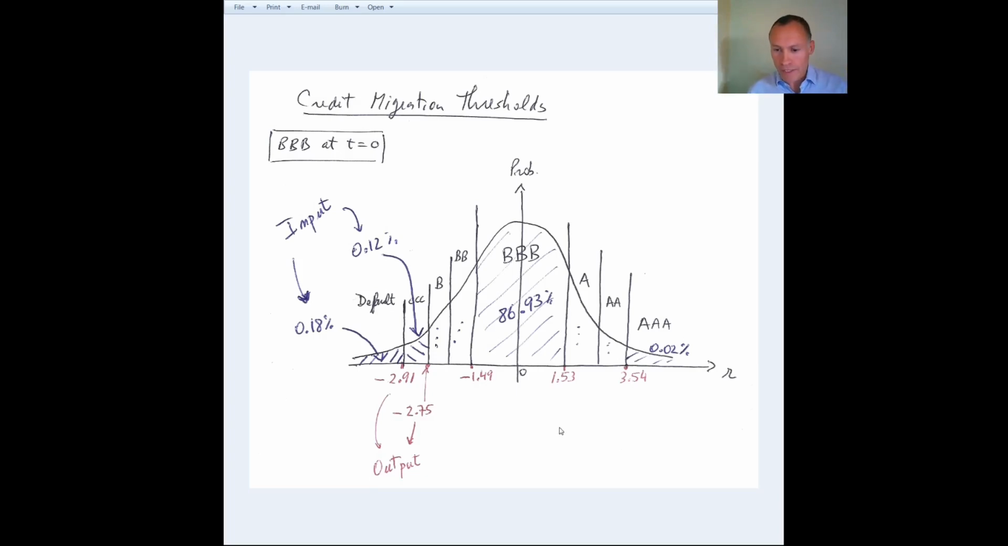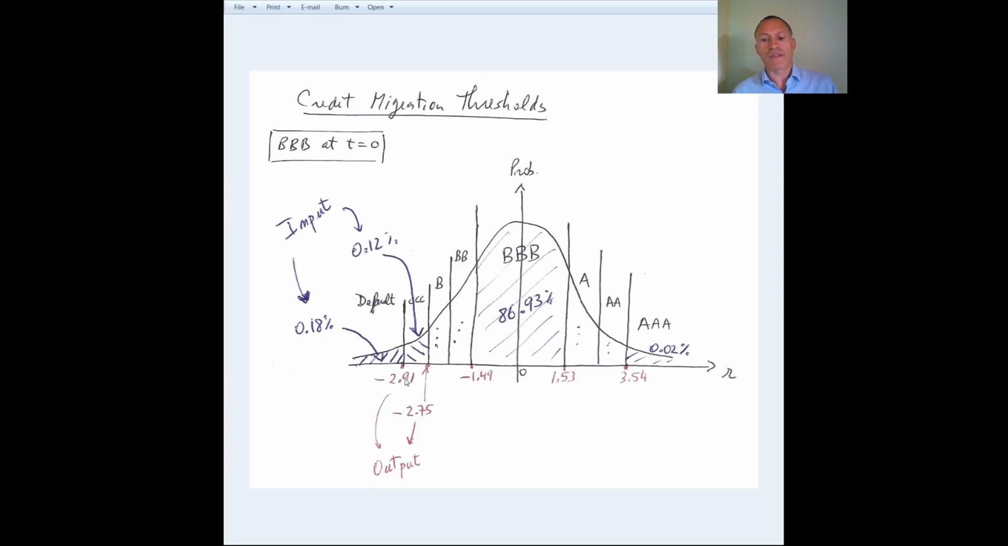So what we're going to do is the following. Again, I'm going to look at the transition matrix for a firm that is triple B in the beginning. So I'm going to look at that triple B row. And if you go back to the matrix, you would find that the default probability for that triple B firm is 0.18%. So I'm going to start with that, and I'm going to say that this is the tail of the distribution, and I want to find the critical value that matches that tail. So I'm going to look at the normal table and find what value gives me a mass of 0.18%.